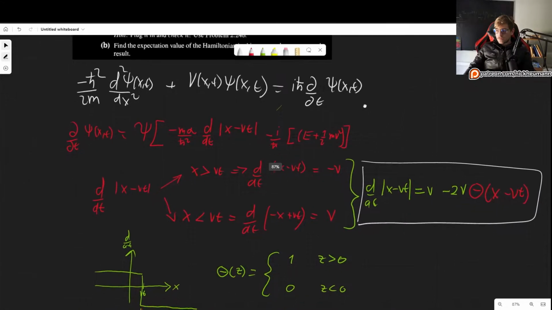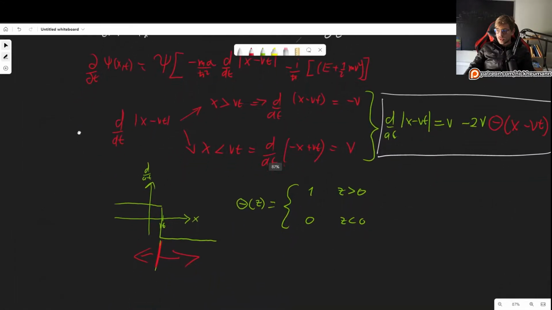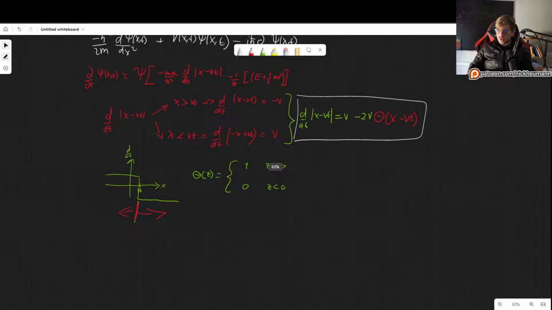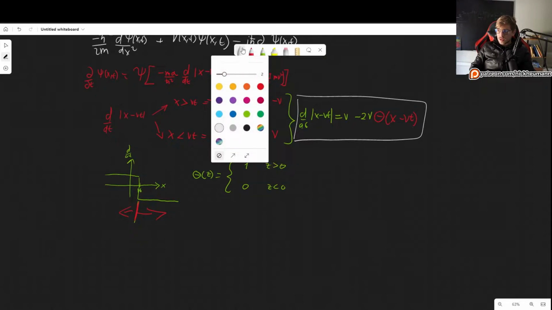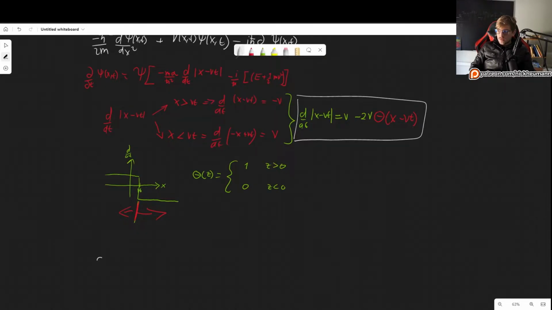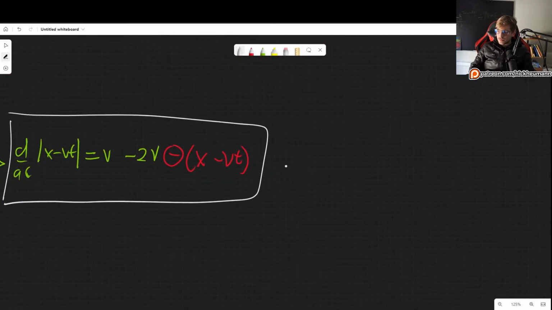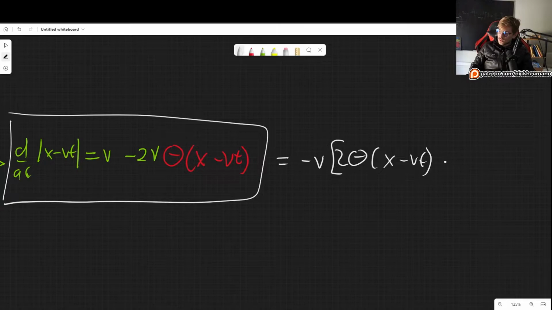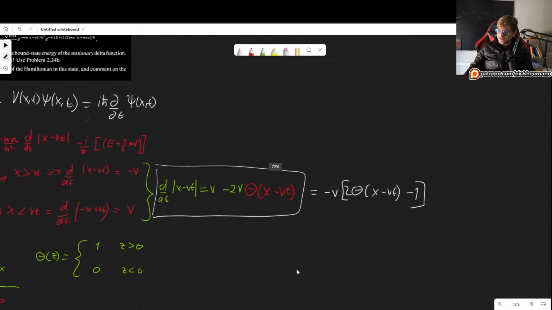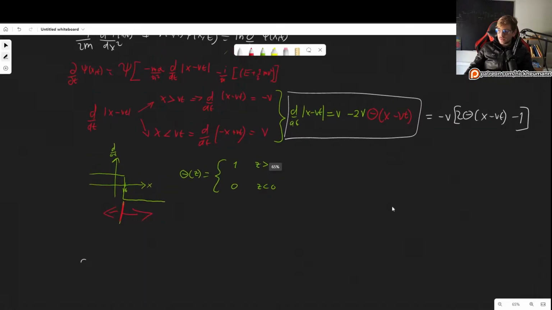So now we just plug it into the expression for the derivative with respect to time. Maybe let's factor it out a little bit so we can make it just a bit more compact. We can factor out v and maybe a minus sign. We get minus v times (2 times the step function of x minus vt, minus 1). There we go. So now let's plug it in.